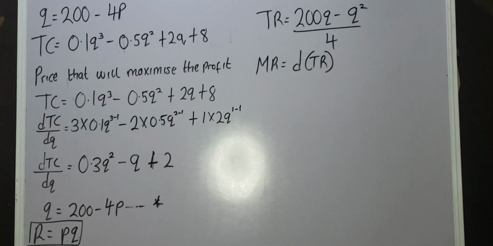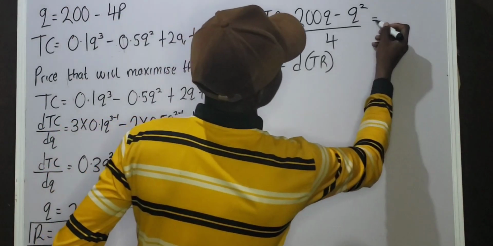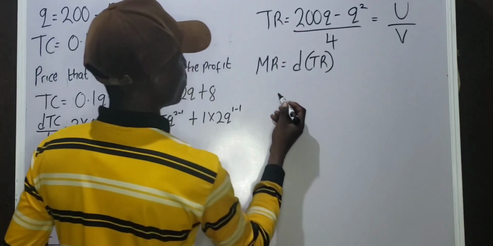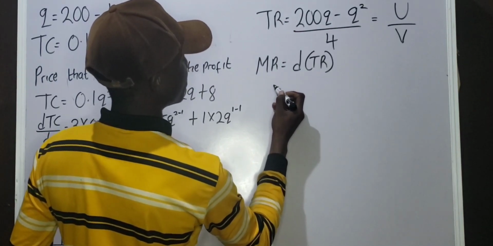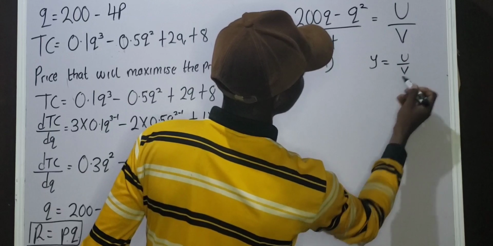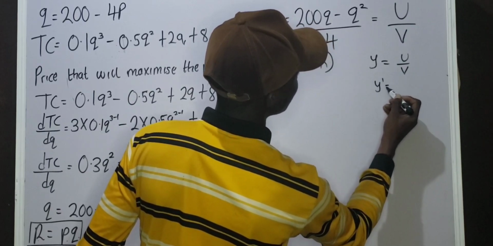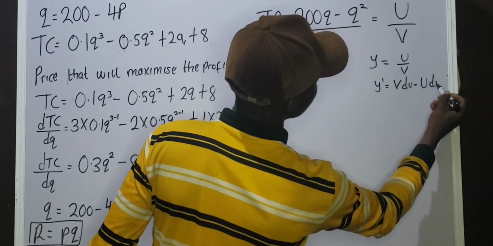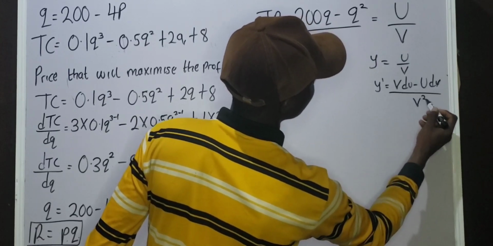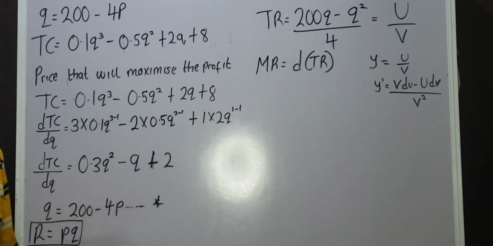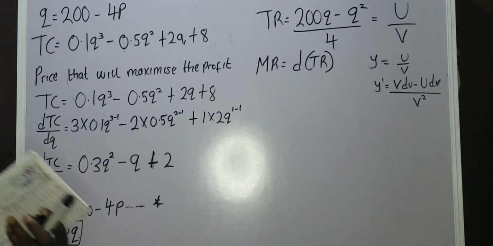differentiate this function. So now, don't forget that the quotient rule is u over v. So for the quotient rule, let's say we have y is equal to u over v. The derivative of y, which is y prime, is equal to v du minus u dv all over v squared. Do you understand? Please, this thing is very simple. The question is simple. You understand? You just have to pay attention.